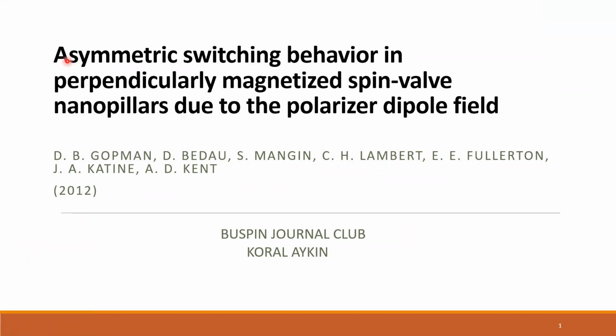Hello everyone. Today I am going to talk about asymmetric switching behavior in perpendicularly magnetized spin-wave nanopillars due to the polarizer dipole field for this week's Spin Journal Club. This paper was published in 2012 by these authors, and it reports the free layer switching field distributions of spin-wave nanopillars with perpendicular magnetization.